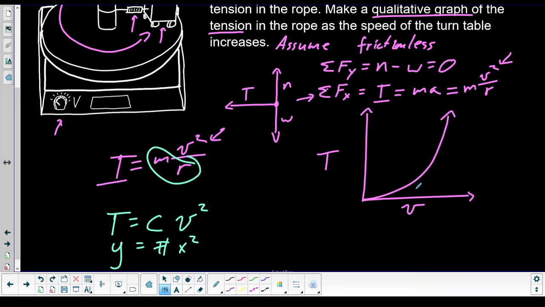But basically what you're going to want to do is set up an equation and just ask yourself, what's the relationship? What do graphs like this look like? And then you pick the best answer. Okay.